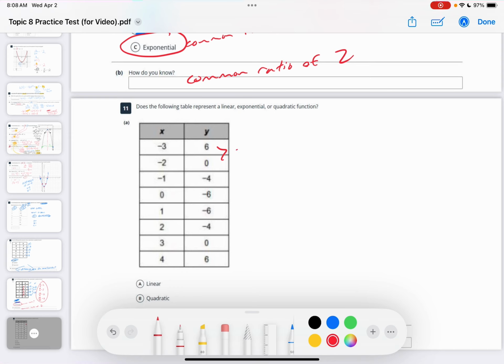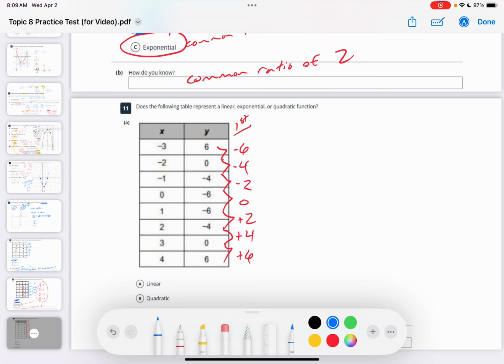6 to 0 is negative 6. 0 to negative 4 is negative 4. Negative 4 to negative 6 is negative 2. Negative 6 to negative 6 is 0. Negative 6 to 4 is plus 2. Negative 4 to 0 is plus 4. And 0 to 6 is plus 6. Again, notice that I put the signs in there because that becomes important. How far apart are the two numbers but going in the same direction? Now, first differences are obviously not the same. Those are all over the place.